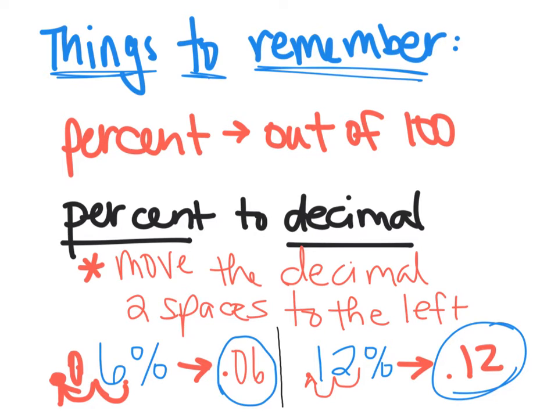The easier way is to look at changing from percent to decimal. You just move the decimal point 2 spaces to the left. In my example down here at the bottom, 6%, you'd move the decimal point 2 spaces to the left to get 0.06. 12% would become 0.12.